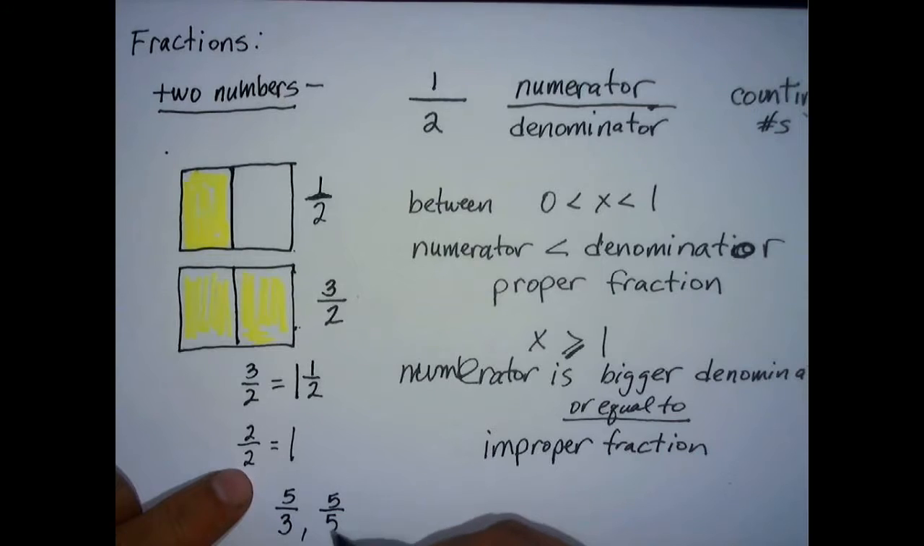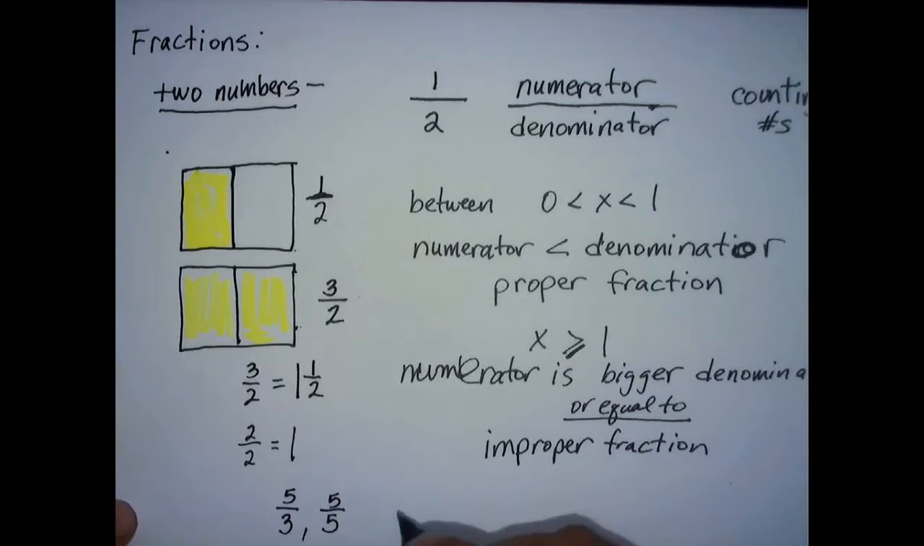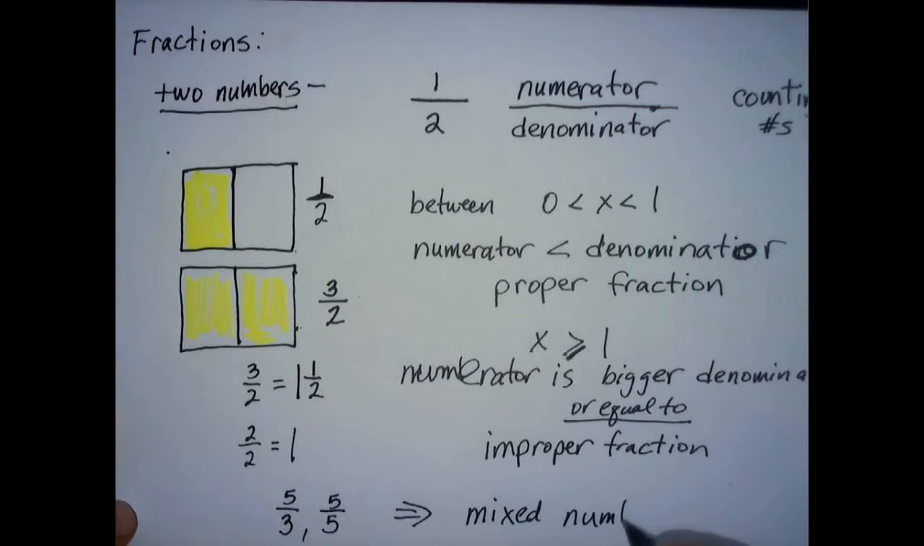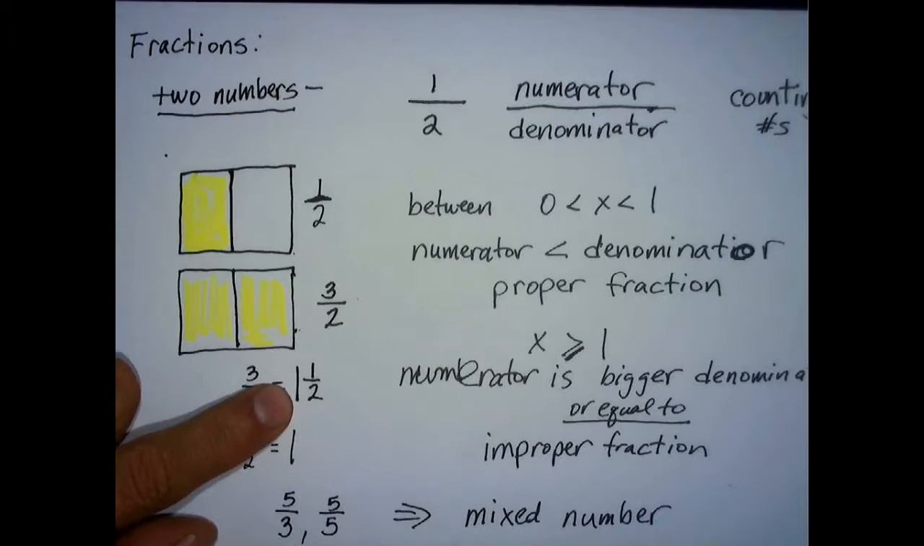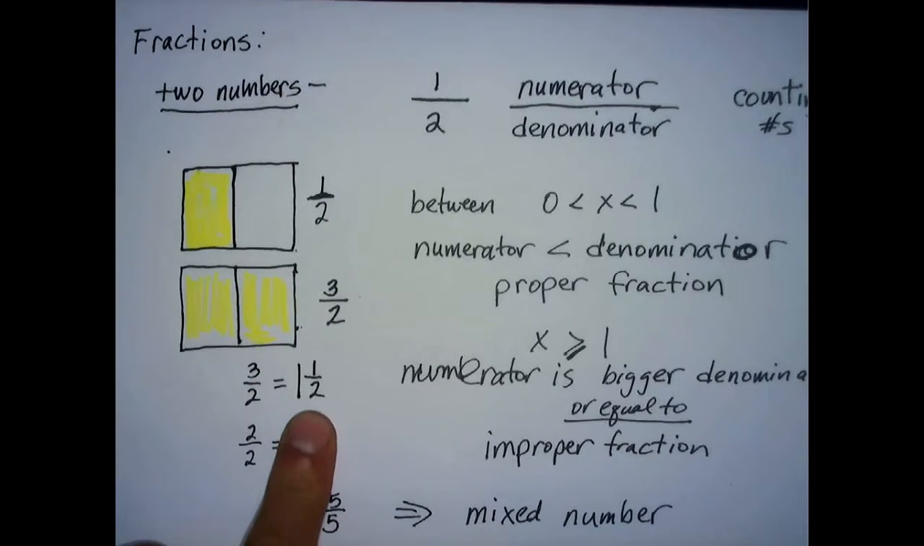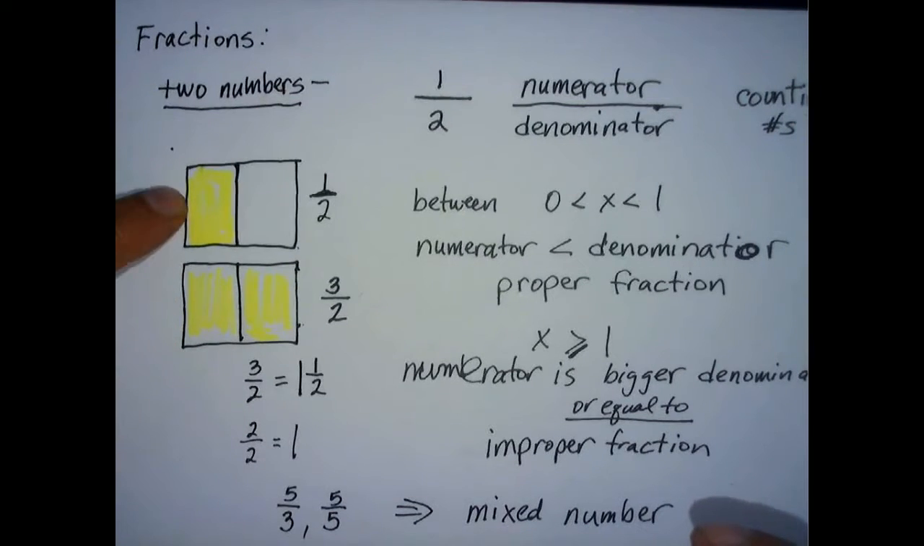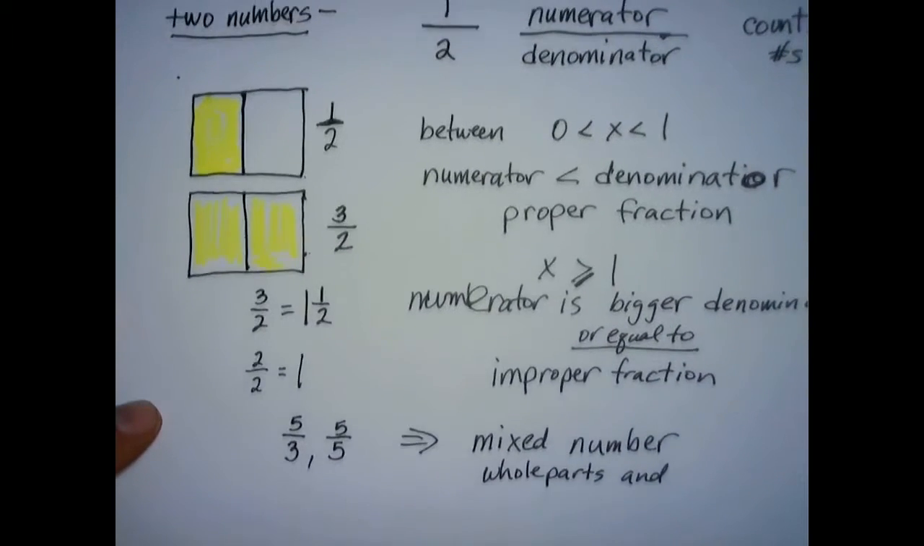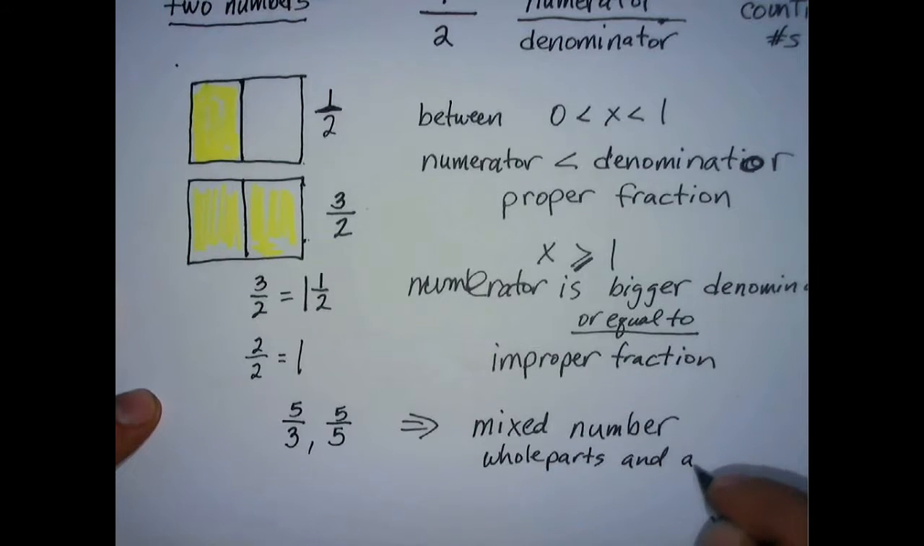These are improper fractions. Now, improper fractions can be written as mixed numbers, where it shows the number of whole parts and a proper fraction, like this, 1 and 1/2. A mixed number is the whole parts and a proper fraction.